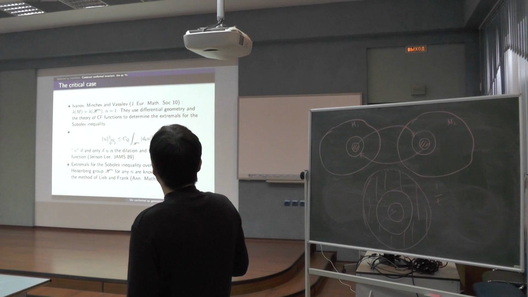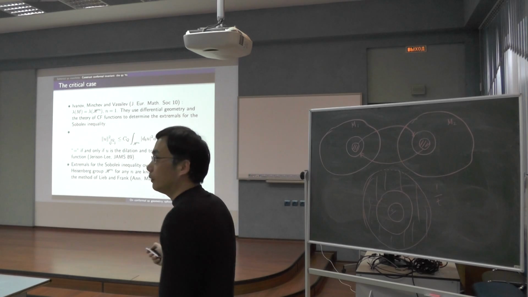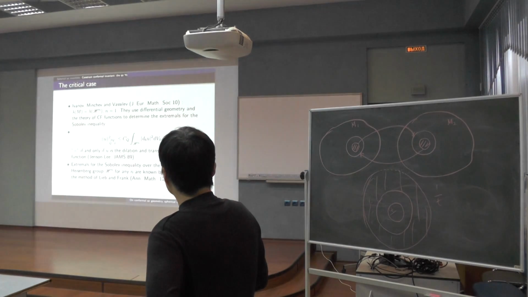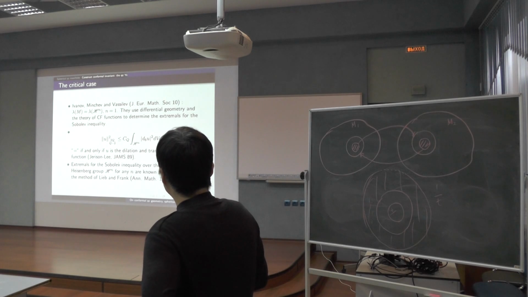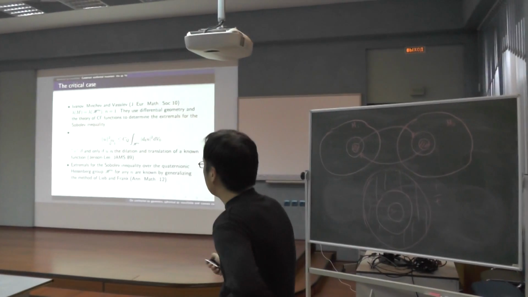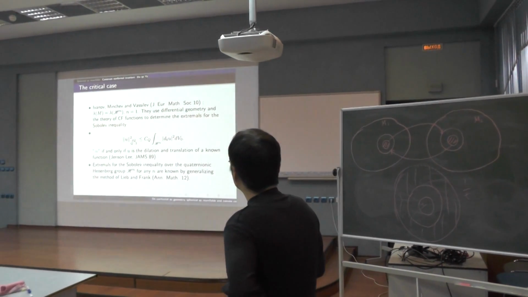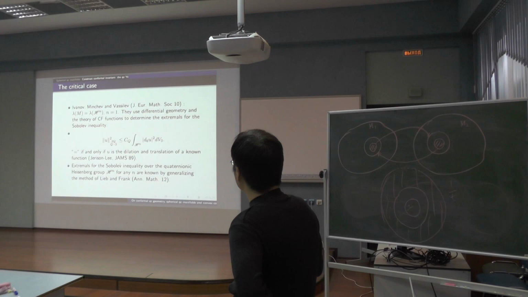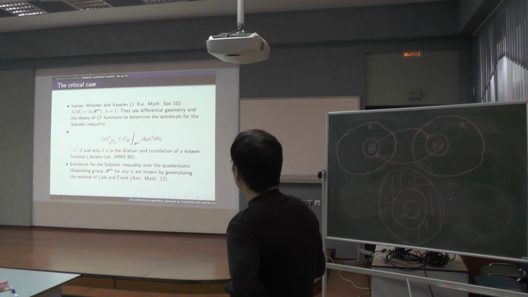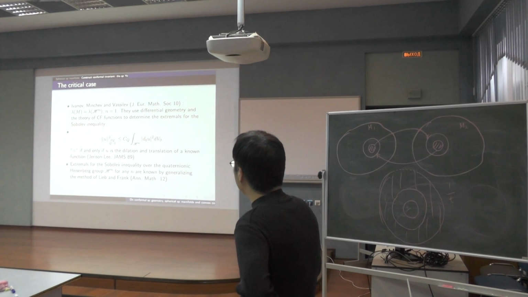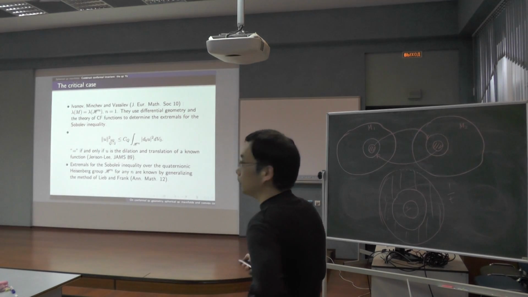It's actually a differential geometry method. Recently, Lieb and Frank in Princeton found a new method to prove the extremals for the Sobolev inequality over the Heisenberg group. This method can be generalized to the quaternion Heisenberg group.